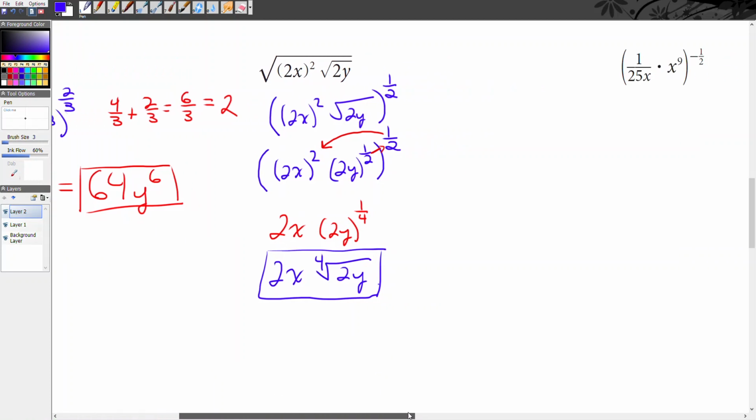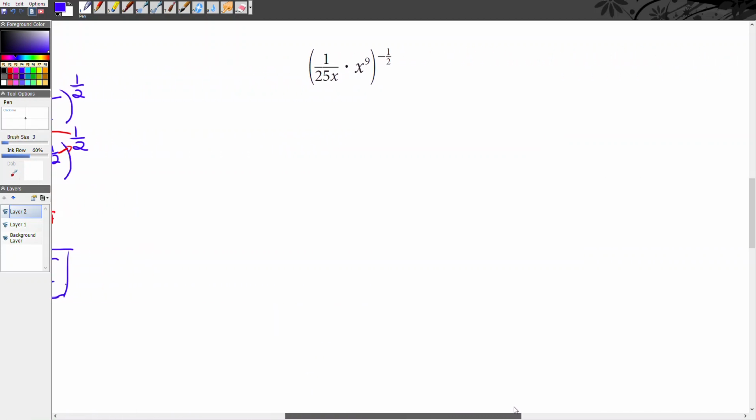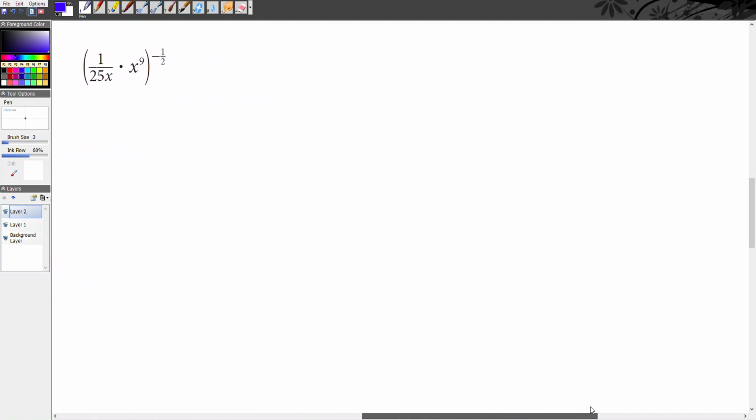All right, let's take a look at a third example here. This one is (1/25x times x to the 9th power) raised to the negative half power. As we've discussed before, the best course of action here is to get rid of this negative on the exponent. Remember that a negative exponent means reciprocal. So if I take the reciprocal of this expression, I can remove this negative from the exponent.